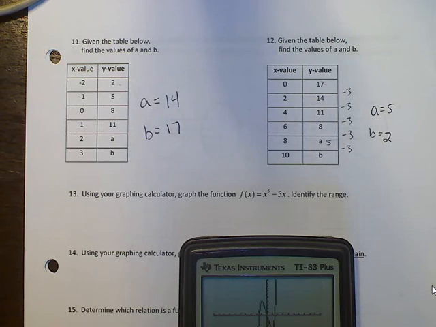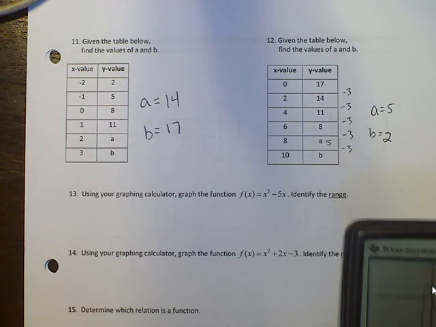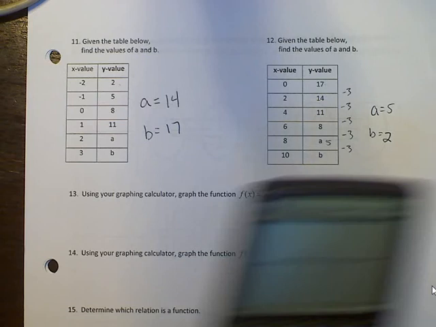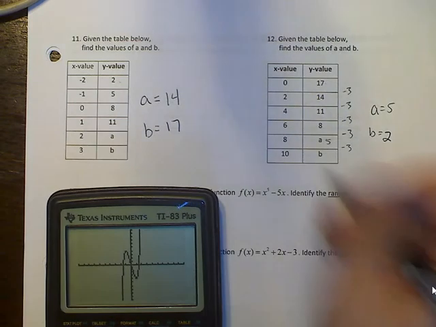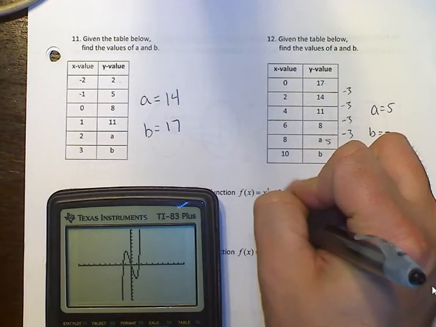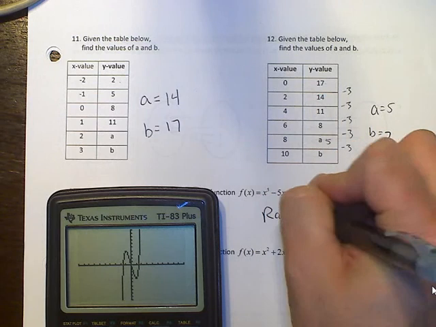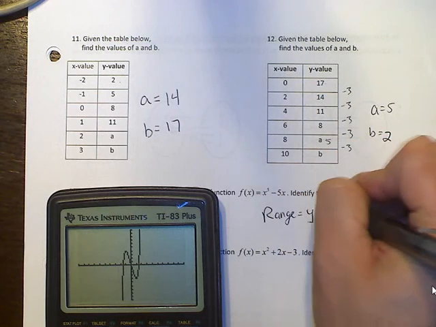It's a little funky graph, all right? We've never seen one really like that, but it doesn't mean we can't identify the domain and range. We actually only have to find the range. So range is my y values. That's my up, down.